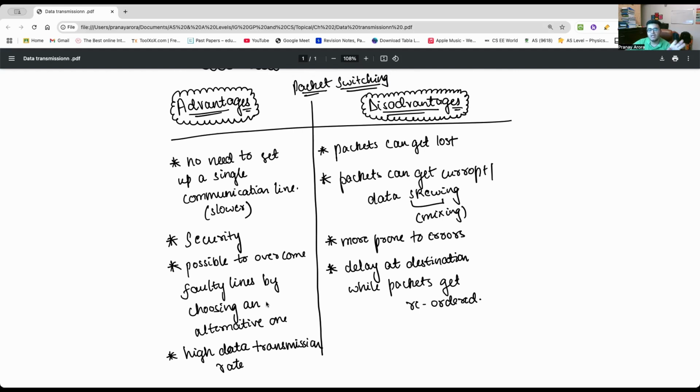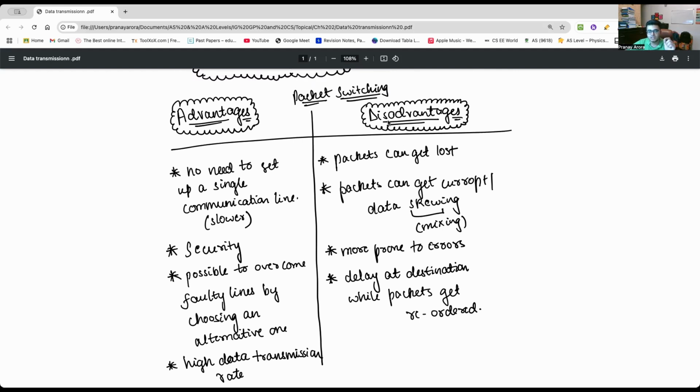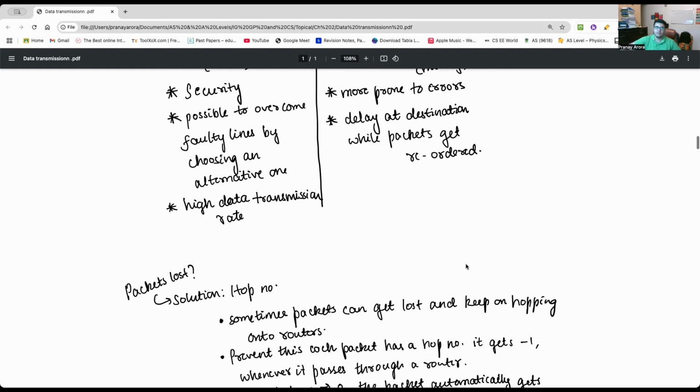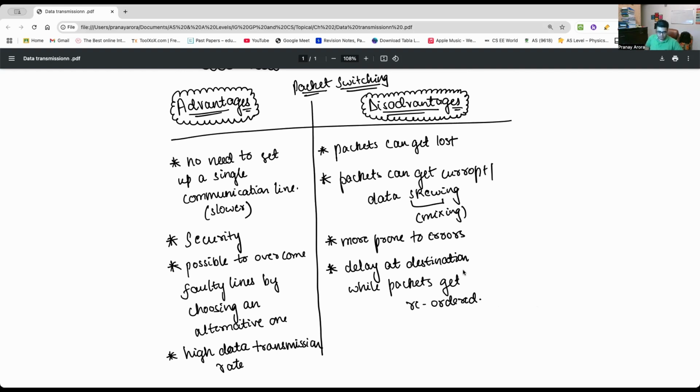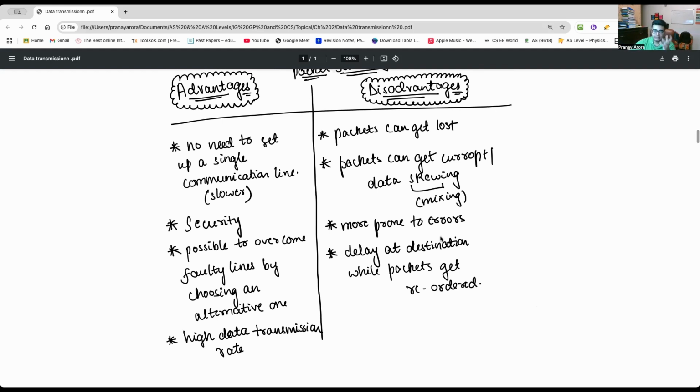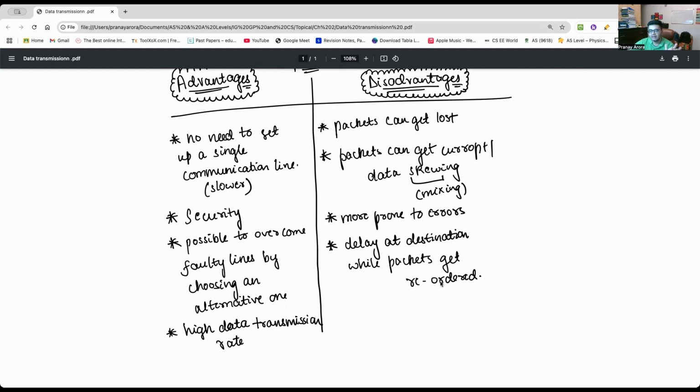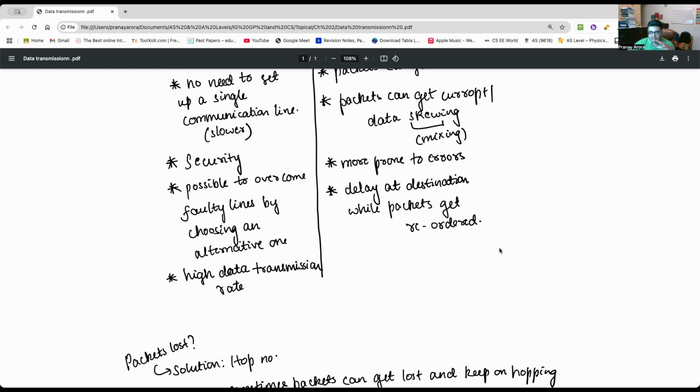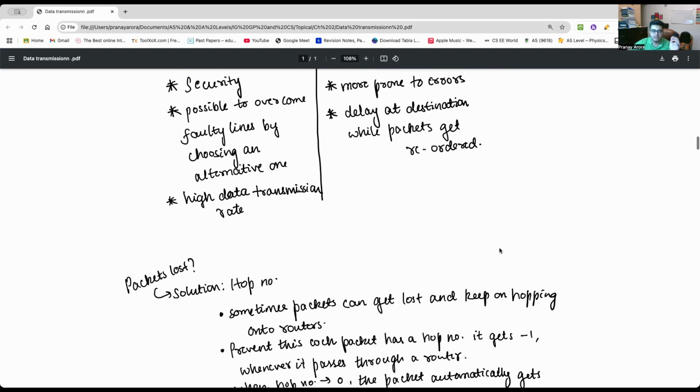It is pretty fast. When we talk about the disadvantages of packet switching, packets can get lost during transmission. This is one of the disadvantages. Packets can get corrupted. There can be data skewing, or there can be mixing up of data. Right? And obviously, since so many communication lines are there, it is more prone to errors. Right? There are more chances of errors in such a case. Hence, it can cause more errors. And there can be a delay at the destination while packets are getting reordered, because the packets arrive in random order. They need to be reordered.